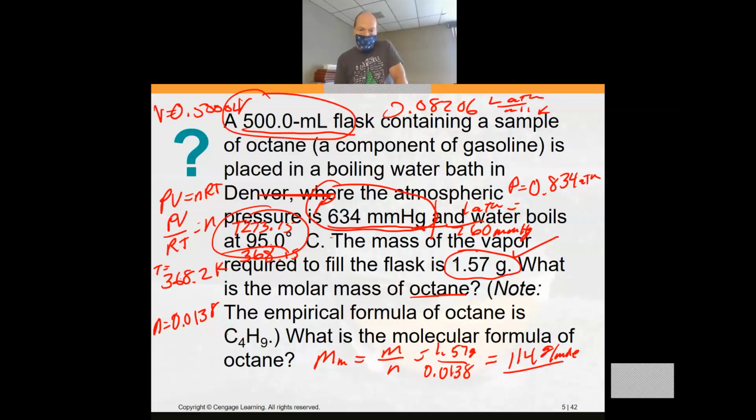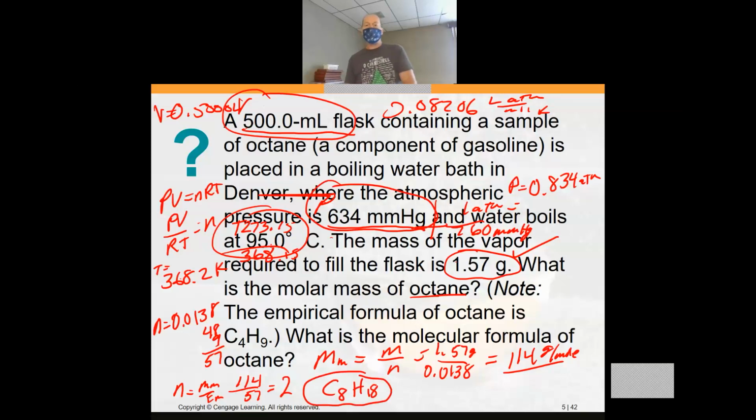Now, the empirical formula is C4H9, so we have to find the empirical mass. 12 times 4 is 48, plus 9 is 57. So we take our 114 divided by 57. So we're getting an N value. That's the molar mass divided by the empirical mass, like we did on the last test. And that gives us 2. And so our molecular formula is C8H18.